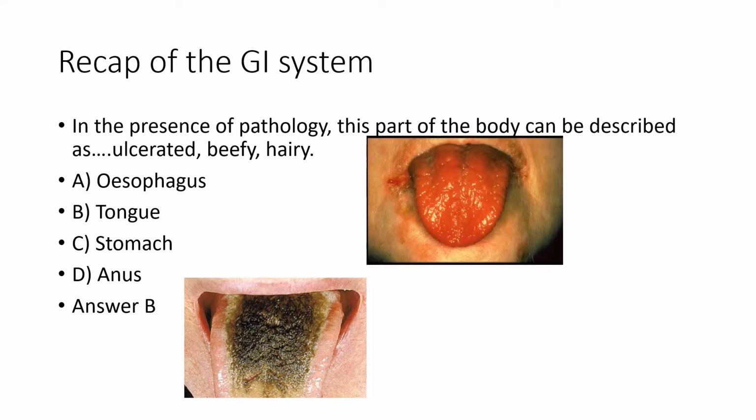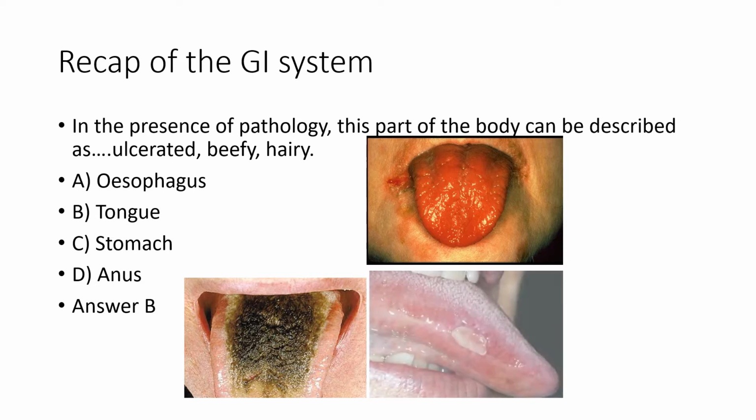There's your beefy tongue. This is seen in your patients who have iron deficiency anemia, where the normal papillae slough off and it looks red, raw, beefy and quite sore. And there's an ulcer on the tongue. Ouch.